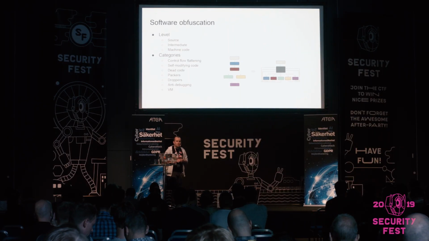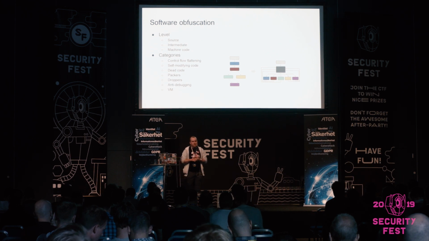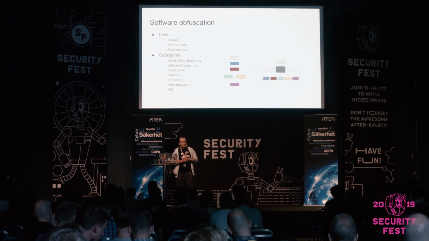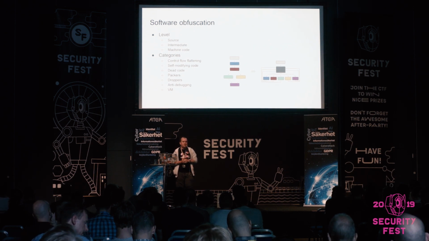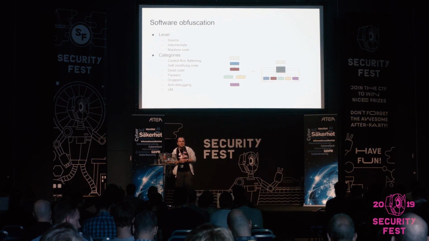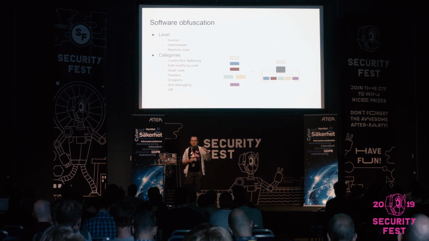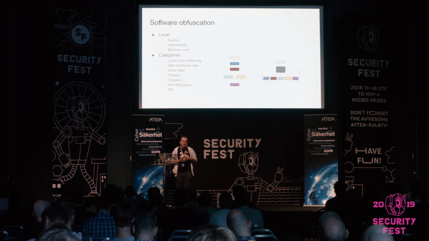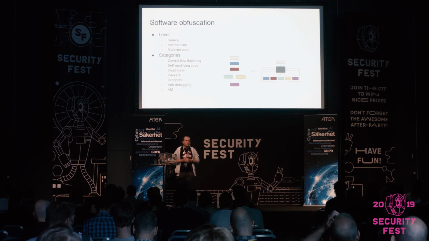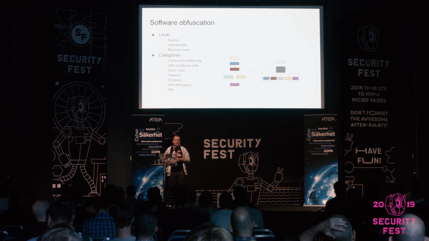So software obfuscation in general is just the art and science of making software more difficult for someone else to understand. This can be done at various different levels and areas of the program, and with a lot of different methods. And this also depends on what kind of programming language or execution context we're talking about.